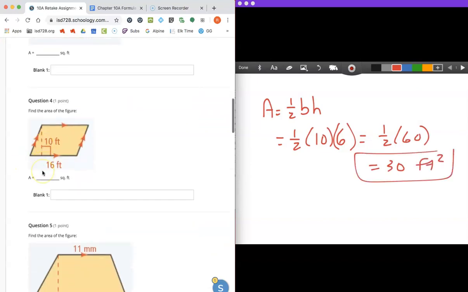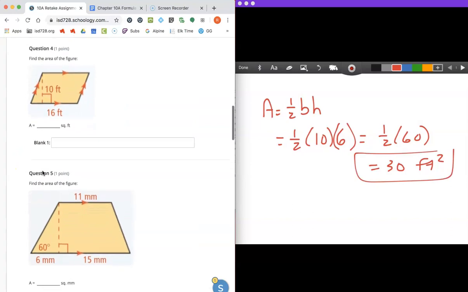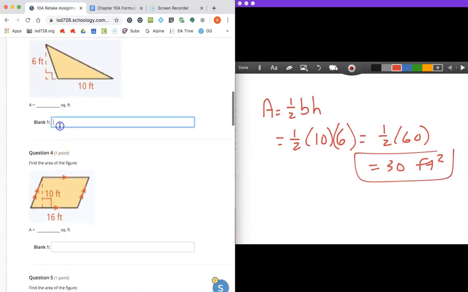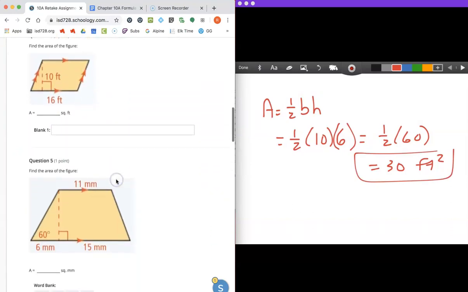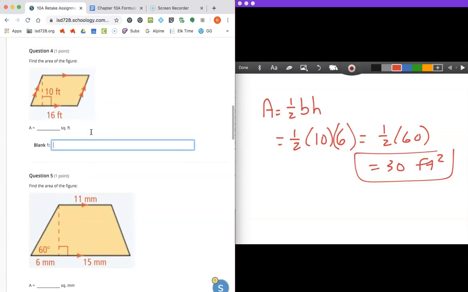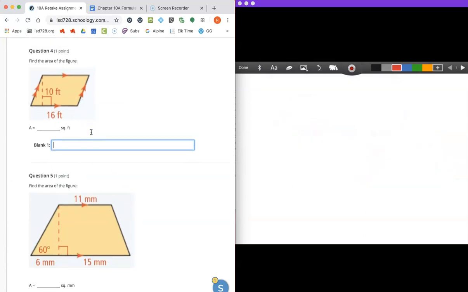Okay. Question 4. Well, maybe I should be typing these in as well. So that one's 30. Okay. Question 4, back to parallelogram. We're kind of going back and forth a little bit. But we have base times height. That one's pretty straightforward then. The base is the bottom, which is 16. The height is 10. We have 160 square feet for our answer.